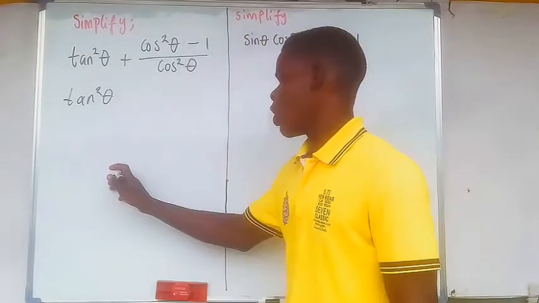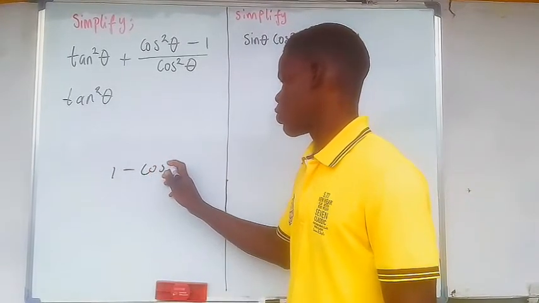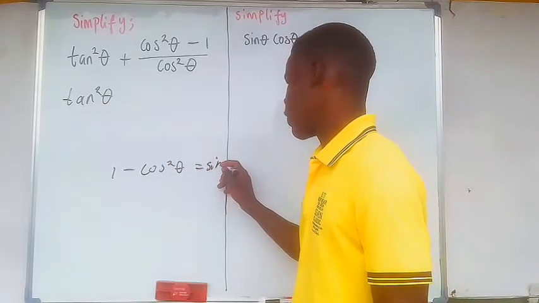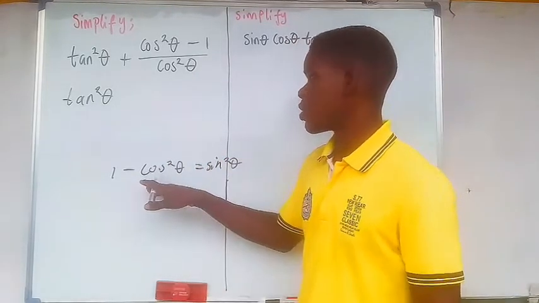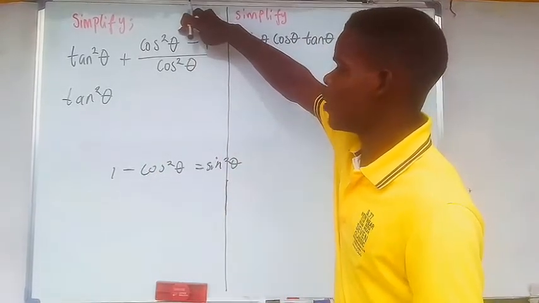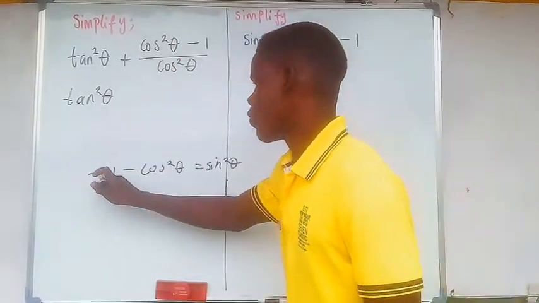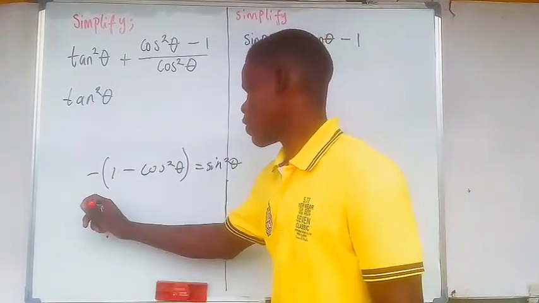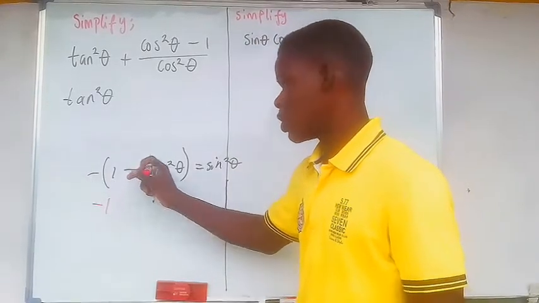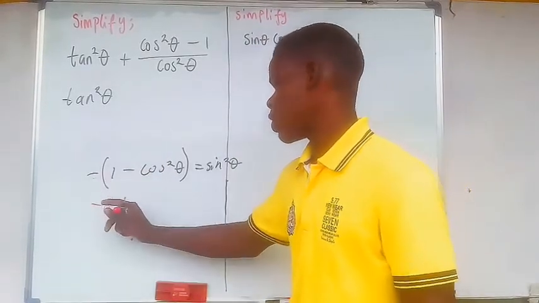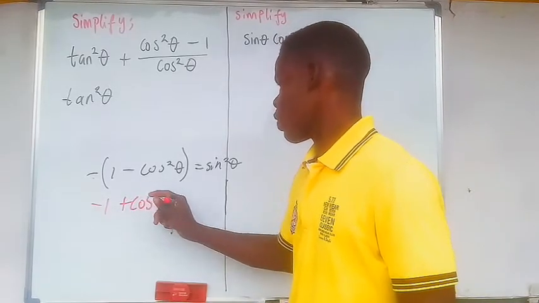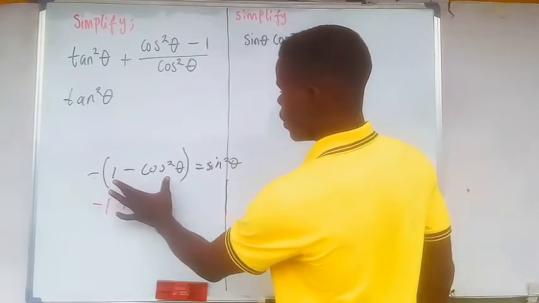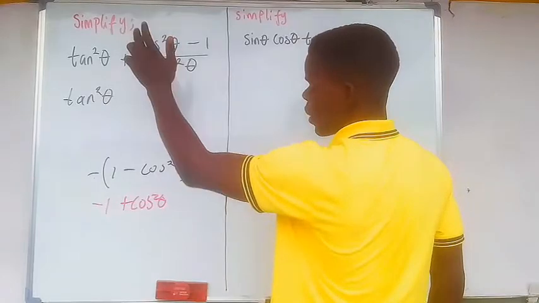Let's start by observing 1 minus cosine square theta, which is a basic trig identity that stands for what? Sine square theta. This is just it. But here, it is just the negative of this, because if you multiply this by negative 1, negative times 1 is negative 1, and negative 1 times negative is positive. So we rearrange this, we have cosine square theta minus 1. So this simply means the negative of this right here.